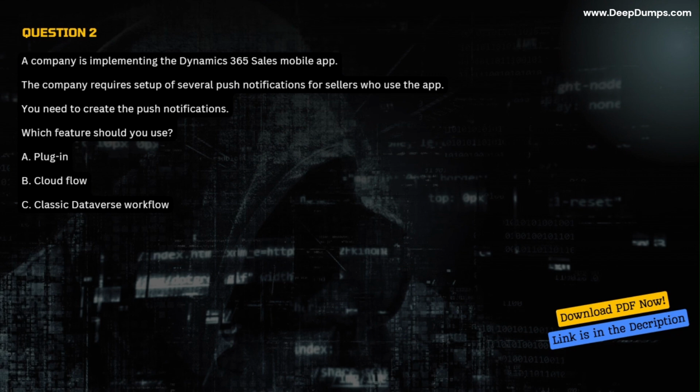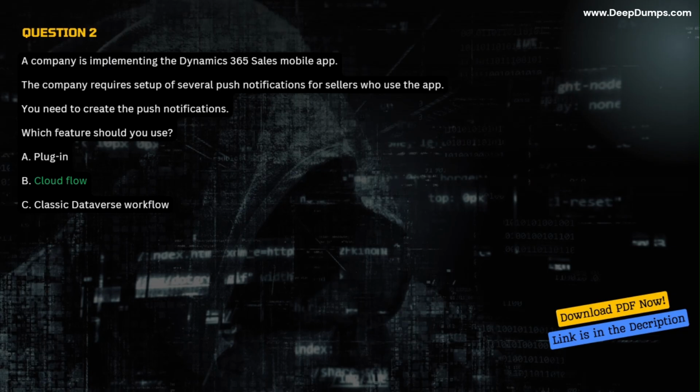Question 2. A company is implementing the Dynamics 365 Sales mobile app. The company requires setup of several push notifications for sellers who use the app. You need to create the push notifications. Which feature should you use? A. Plugin. B. Cloudflow. C. Classic Dataverse Workflow. Correct answer B.